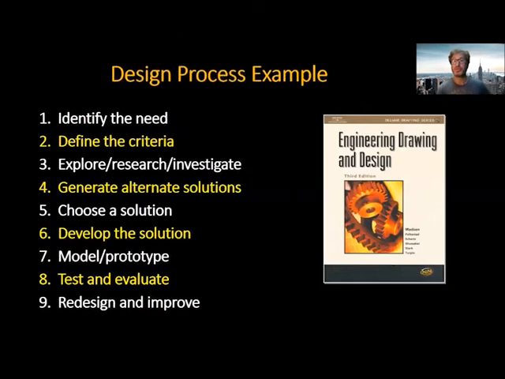So these are examples of what you need to do throughout the design process. Identify the need. What problem are you solving? Define the criteria. What constraints are you working with? Explore, research, and investigate. Start to think of possible solutions. Start to build prototypes and things like that. Generate alternative solutions. As you test and explore, you're going to need to rethink and re-strategize.